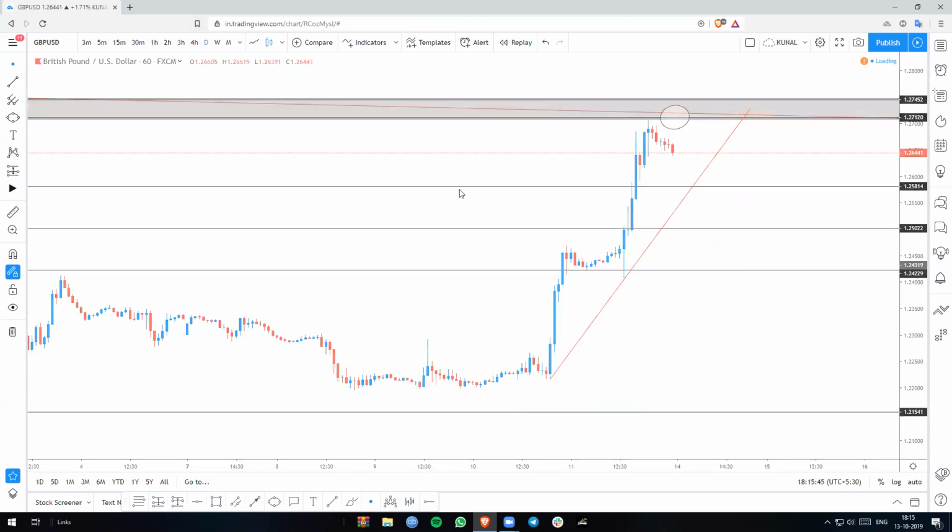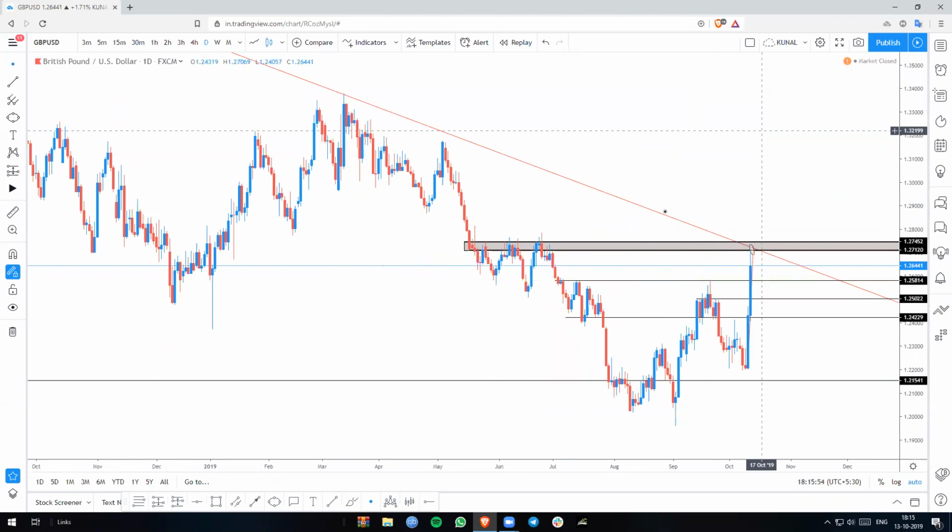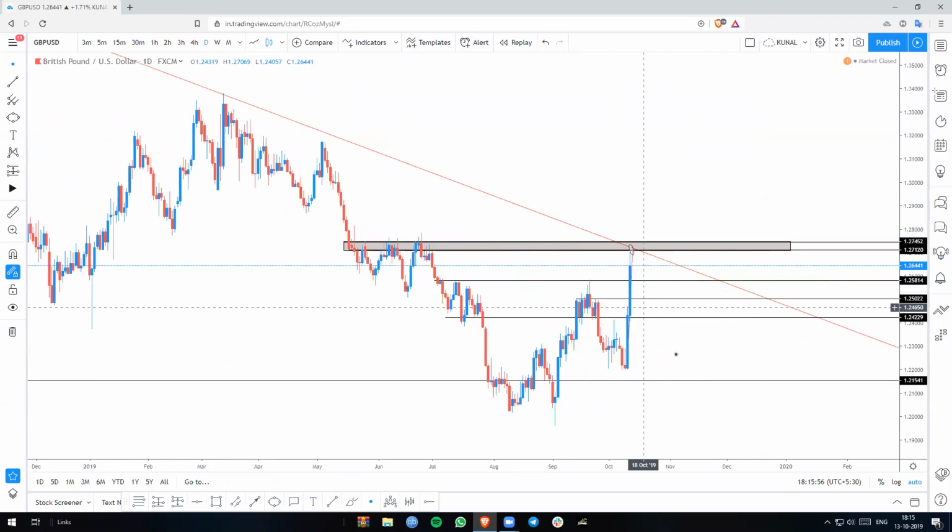But you know what? This setup can be invalidated if we break above the level of resistance we have there. Okay, so a clean daily close above this level, and the sell setup which I just spoke about is invalidated. But if a daily wick goes up, and if a candle closes below, then most likely we have some space to the downside.